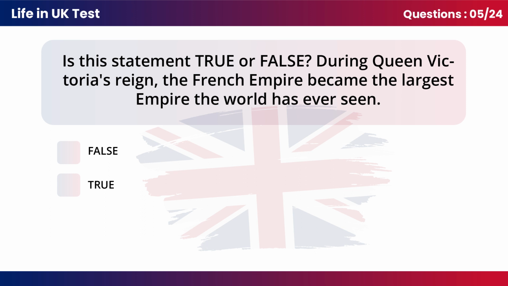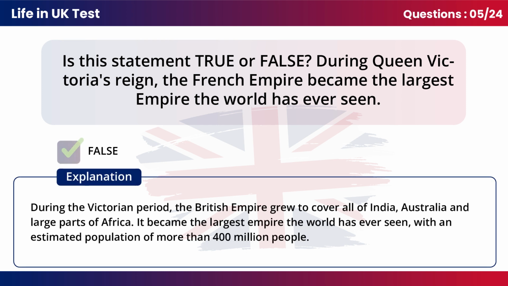Question 5. Is this statement true or false? During Queen Victoria's reign, the French Empire became the largest empire the world has ever seen. False. During the Victorian period, the British Empire grew to cover all of India, Australia, and large parts of Africa. It became the largest empire the world has ever seen, with an estimated population of more than 400 million people.